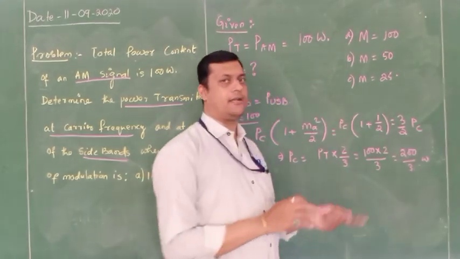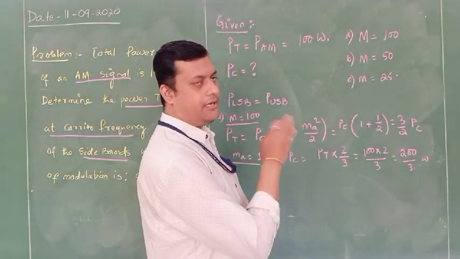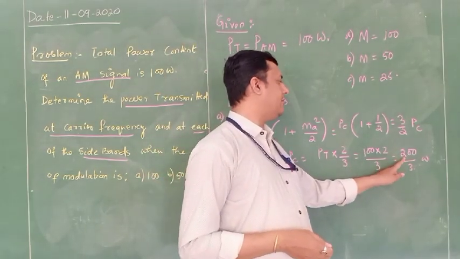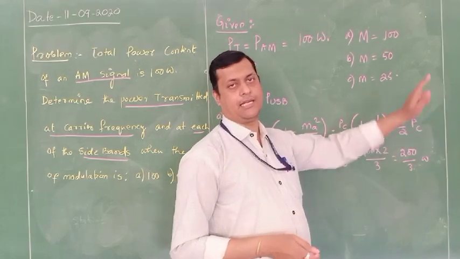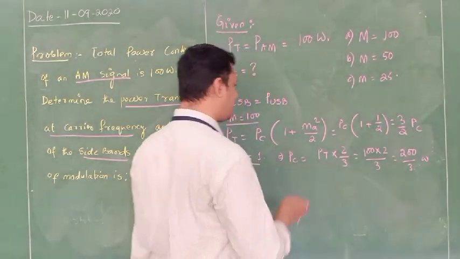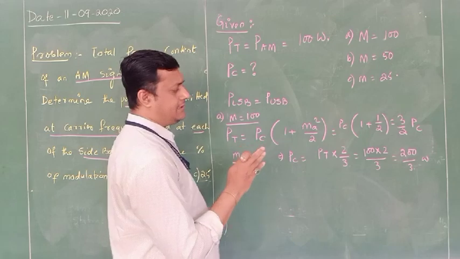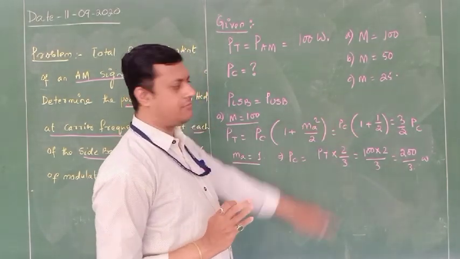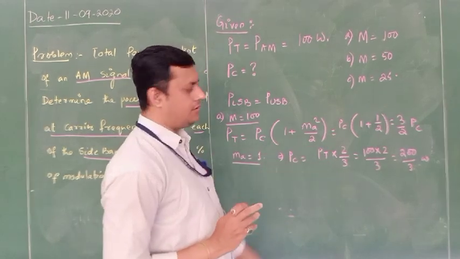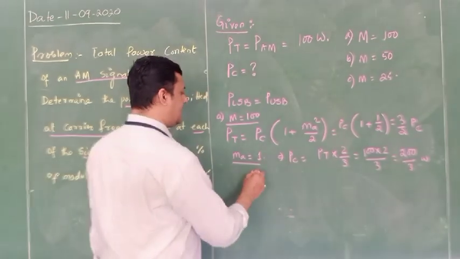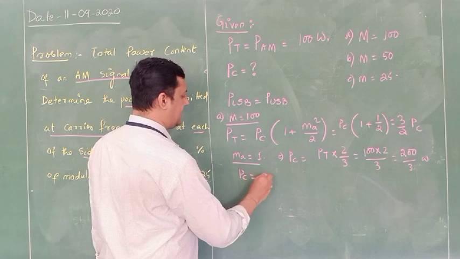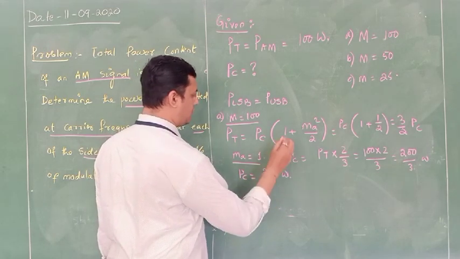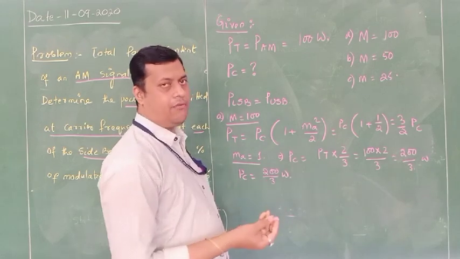In a calculator you can calculate it. I don't have a calculator. If I divide it, the decimal will come to around 66 point something. So I am leaving this value in fraction form only. You can calculate it and find the decimal value. So Pc is equal to 200 by 3, that is 200 divided by 3 watt, because the unit of power is watt.